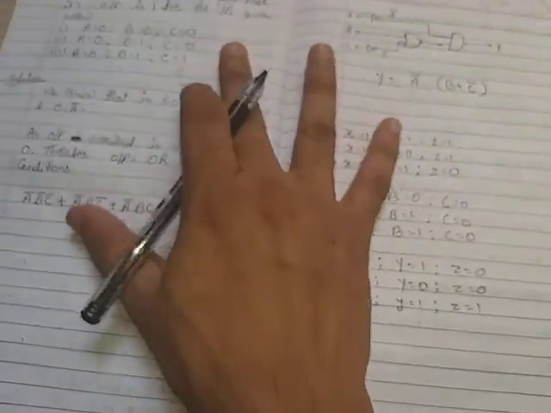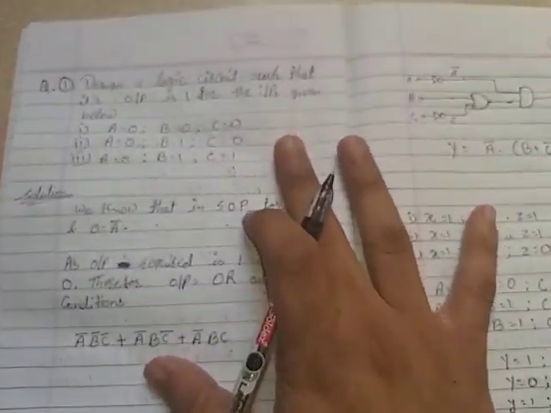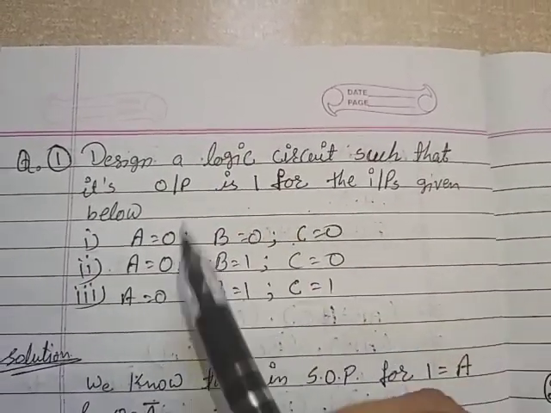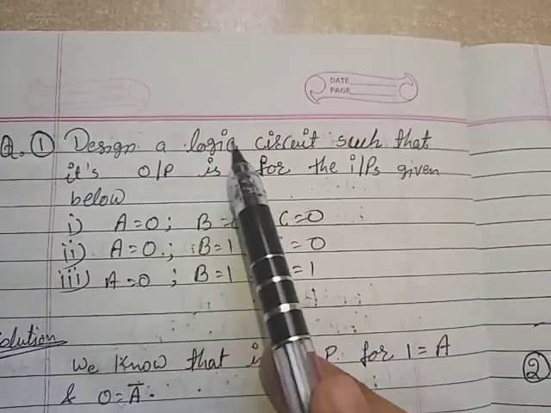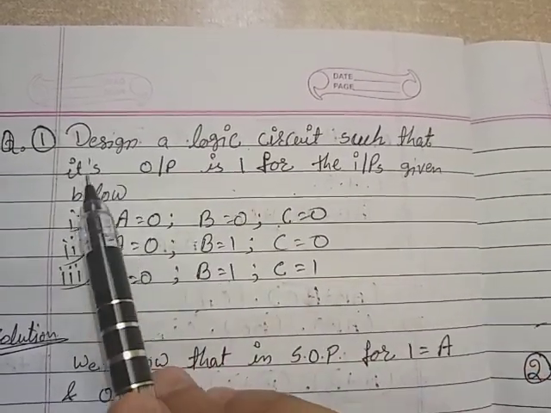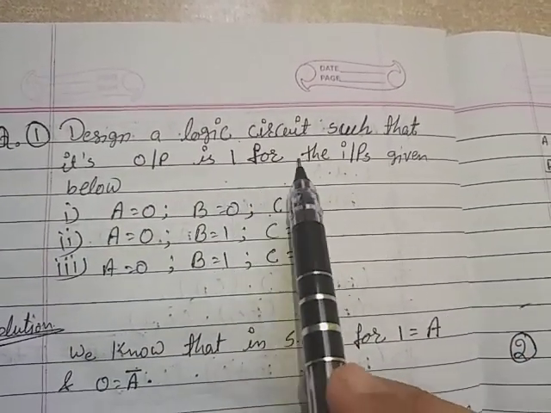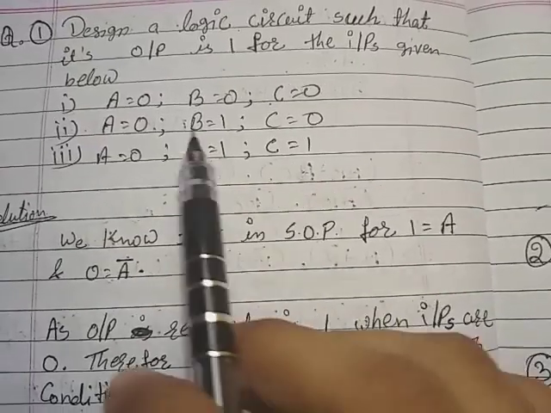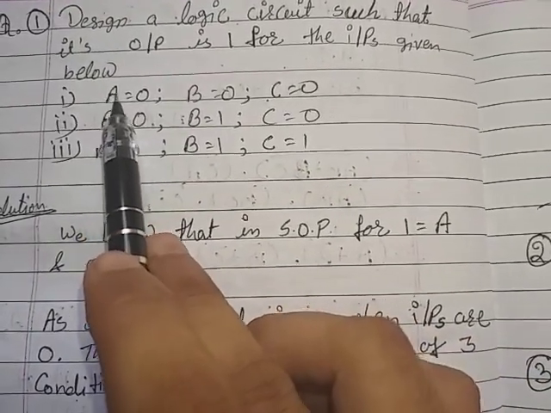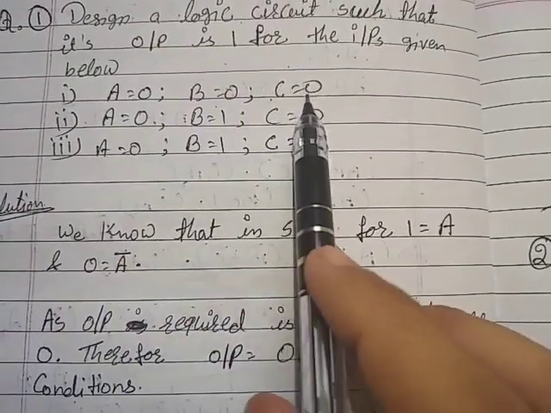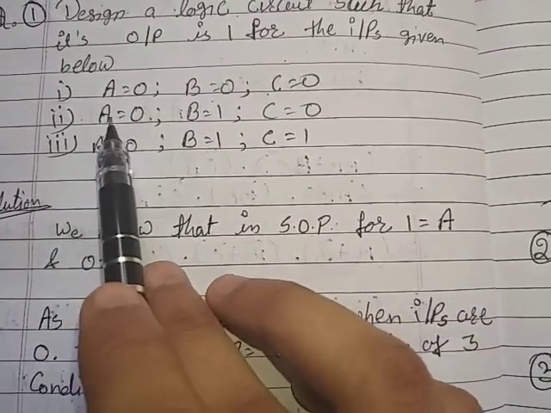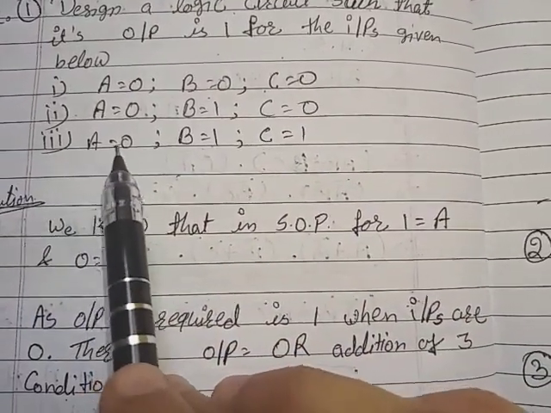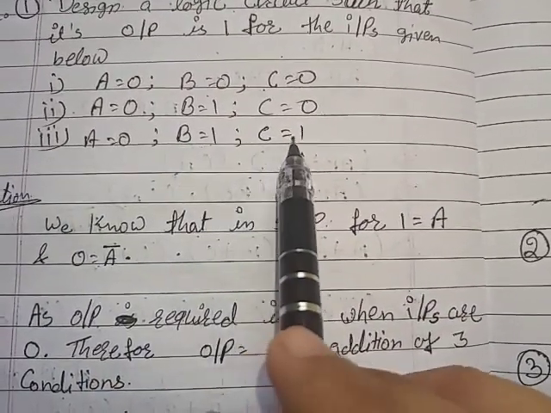Now let's see one more type of question which usually comes in examinations. Design a logic circuit such that its output is 1 for the inputs given below. Here are the given conditions. A is equal to 0, B is equal to 0, C is equal to 0. Second condition, A is equal to 0, B is equal to 1, C is equal to 0. And third condition, A is equal to 0, B is equal to 1, C is equal to 1.